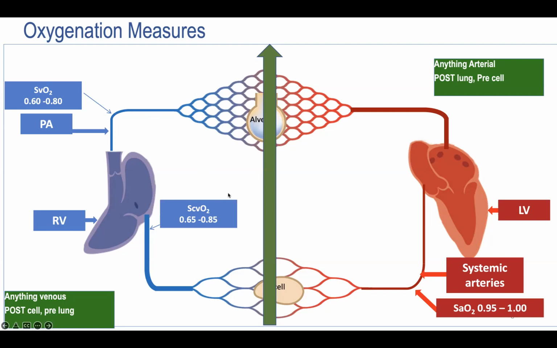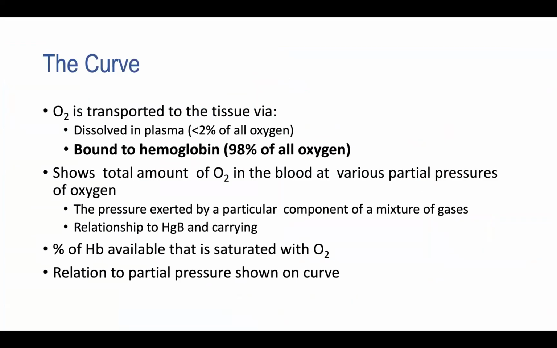But SvO2 or ScVO2, that tells you about what the tissues used. And this is vitally and profoundly important because it guides all of our interventions in critical patients. Now, we talk about this as a curve, and that curve is referred to as the oxyhemoglobin dissociation curve. Okay, so what? All it means is you have oxygen bound to hemoglobin.